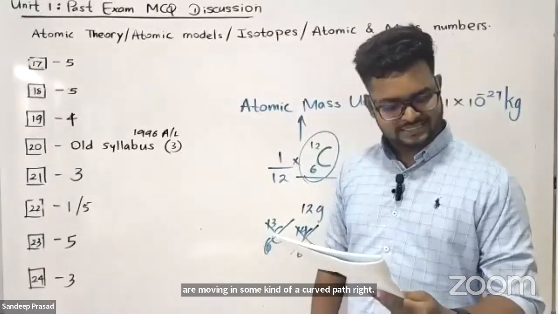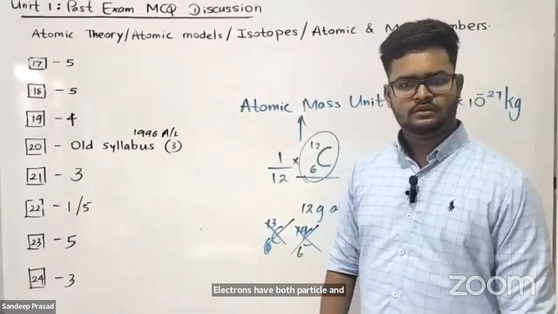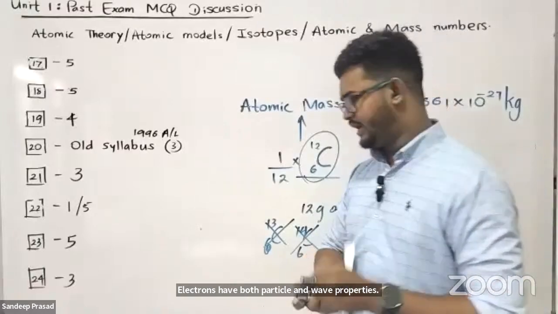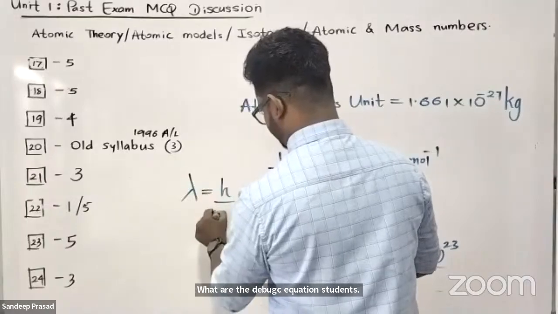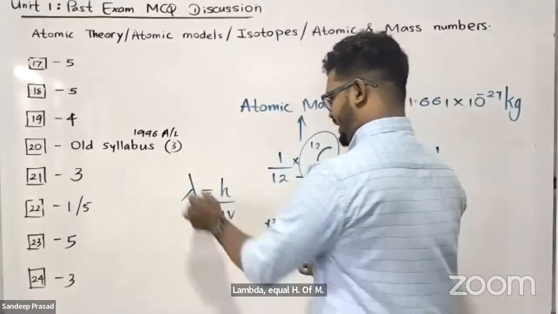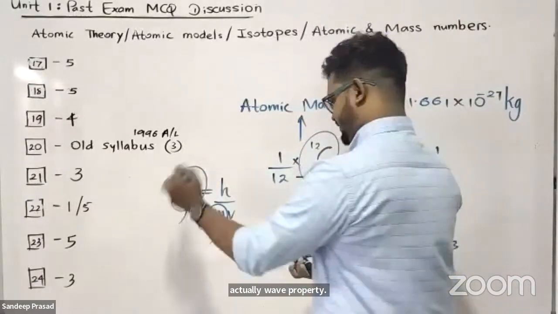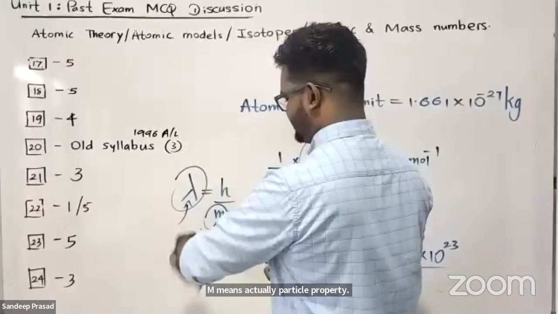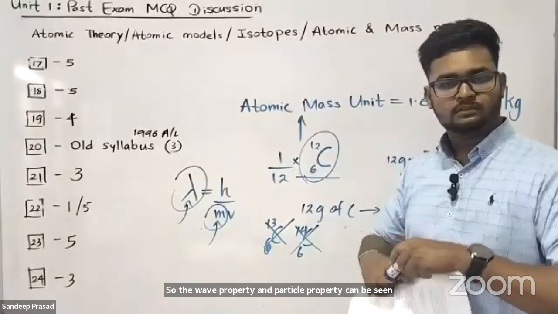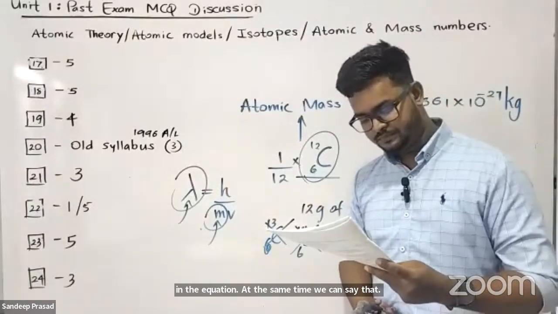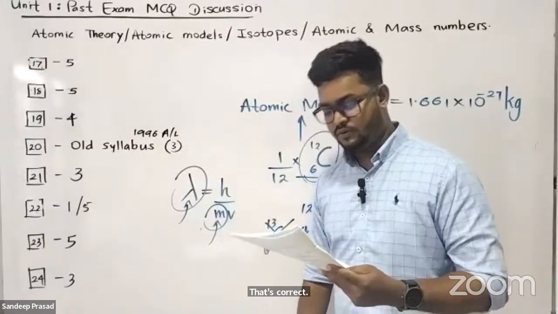So that's correct. Electrons have both particle and wave properties. According to de Broglie's equation, we know that. What is de Broglie's equation, students? Lambda equals h over mv. According to this equation, lambda is the wave property and m is the particle property. So the wave property and particle property can be seen in the equation. At the same time, we can say that electrons can show both particle and wave nature. So that's correct.